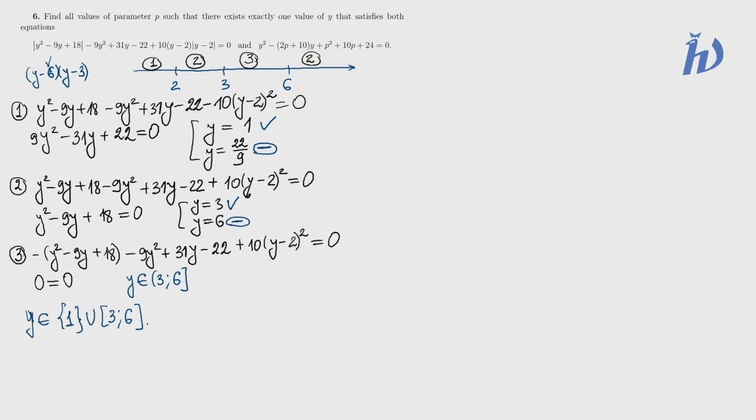But the second equation is quadratic with respect to y. It can be solved by applying the standard formula for solving quadratic equations, but I guess here it's better to use Vieta's formula. And let's see. The constant term, that is the one that doesn't contain variable y, can be factorized, and this equation becomes the following.